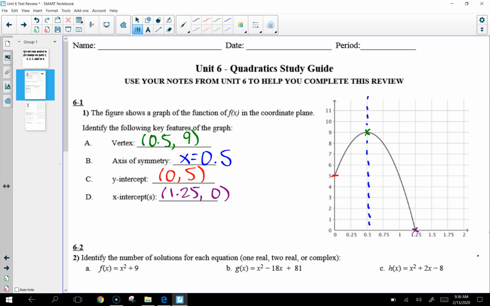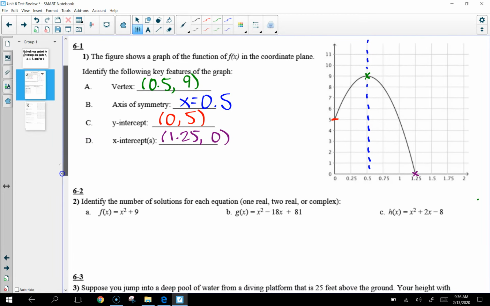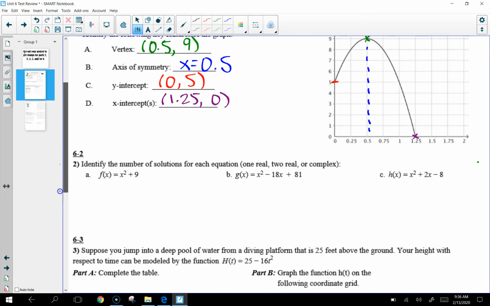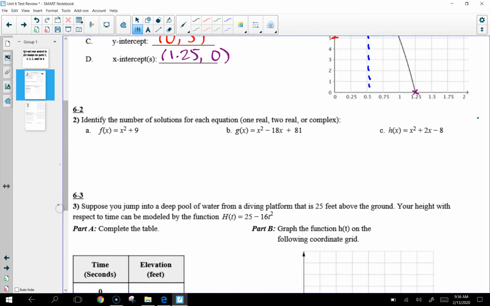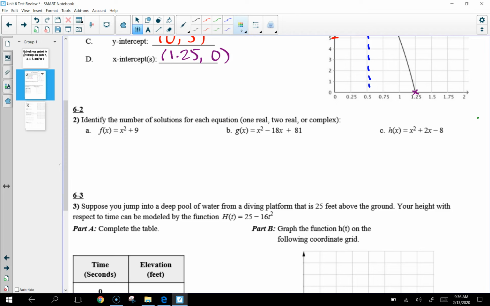All right, so we go with 6.1, observations from your graphs. All right, 6.2 was all about how many solutions we are going to have. To figure out how many solutions we're going to get, we use the discriminant, which was b squared minus 4ac.